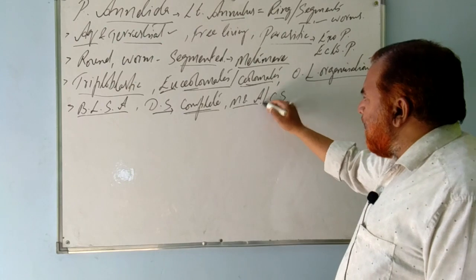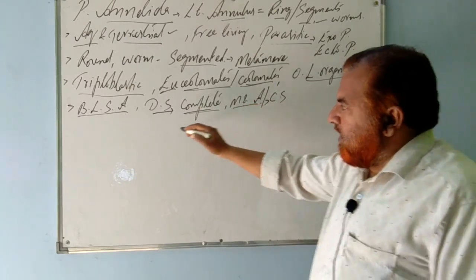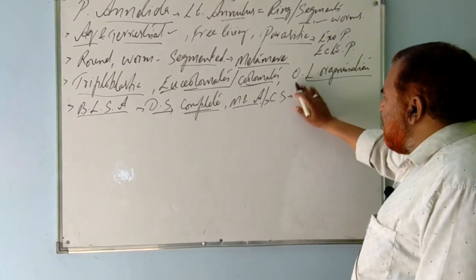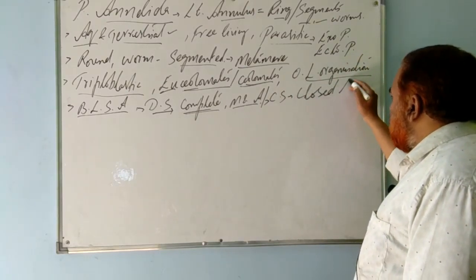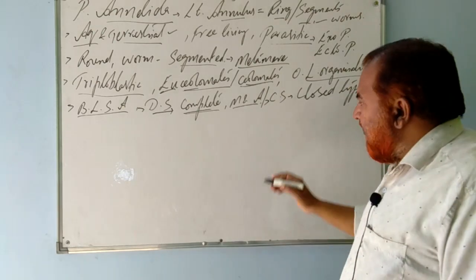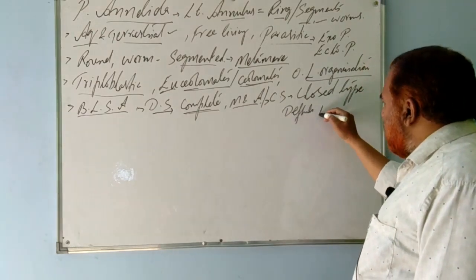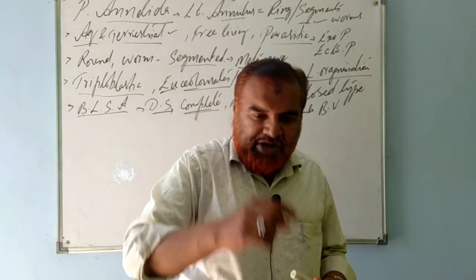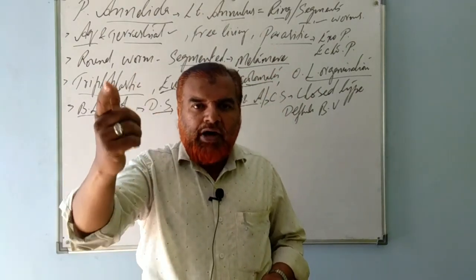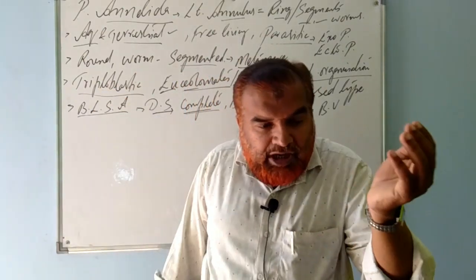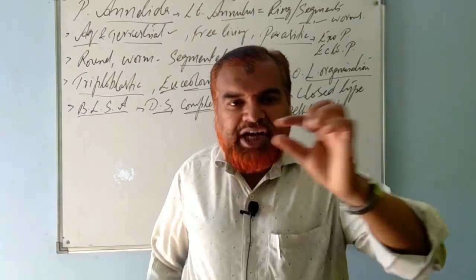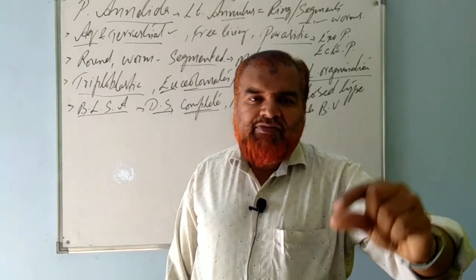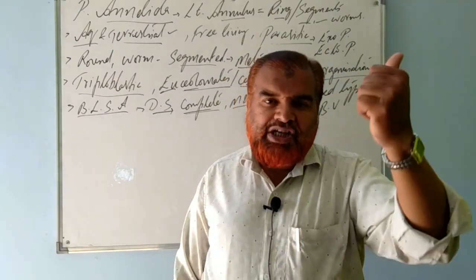Then circulatory system. I am writing many points here in one line. Circulatory system is of closed type. What do you mean by closed type? They have definite blood vessels, arteries and veins, wherein the blood flows in closed channels, a tubular, vascular system. Such a system is known as closed circulatory system.